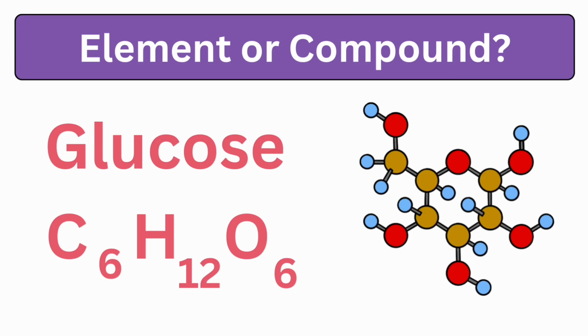The formula of glucose shows us it's a compound because it contains 3 different capital letters. There's a C with a 6, which tells us there's 6 carbons in glucose. The H with a 12 tells us there's 12 hydrogens. And the O6 tells us there are 6 oxygen atoms.